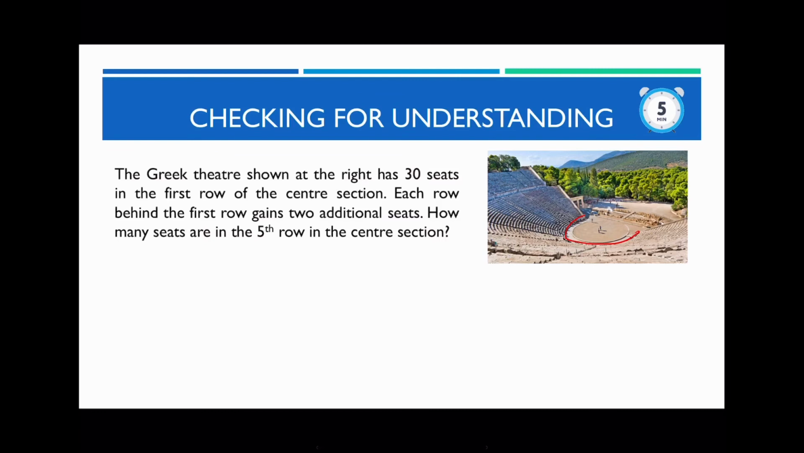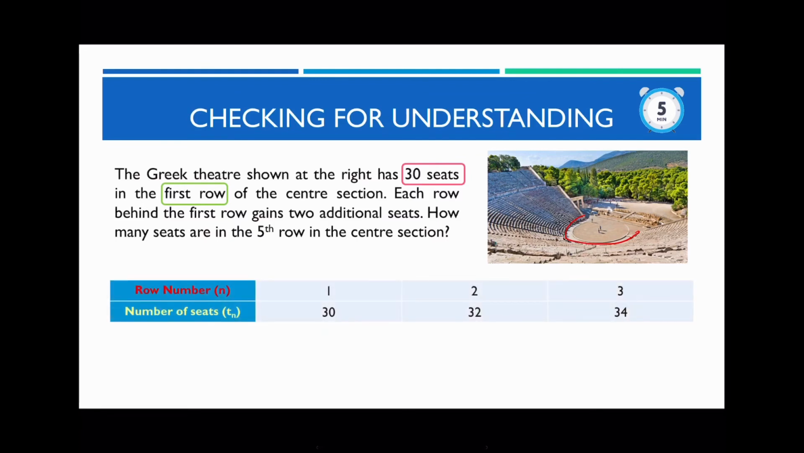If you did this correctly, then this is what you should have got. So firstly, we're identifying the variables for this question. The number of seats is going to be one of the variables, and the other variable is going to be the rows in this case. So if you extracted all the information into your table format, this is what you should get. Once you've done this, then it's going to be quite easy for you to generate your general formula.